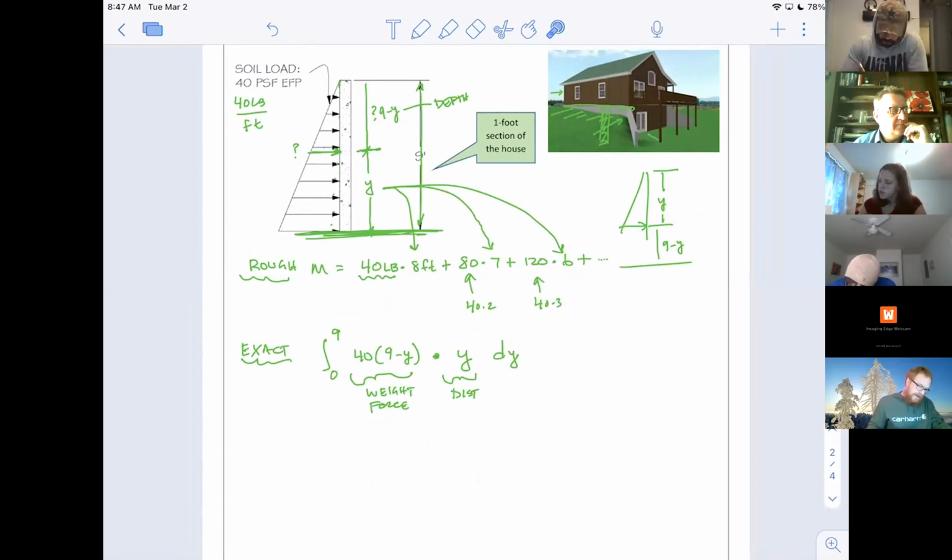Got 40 times the integral of 9y squared over 2 minus y cubed over 3. And then plug 9 and 0 in and blurt out the numerical answer to this.